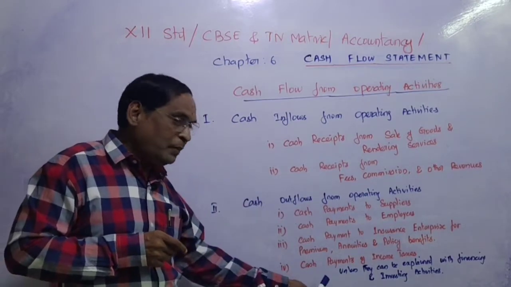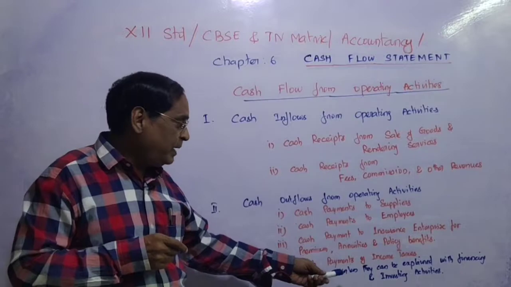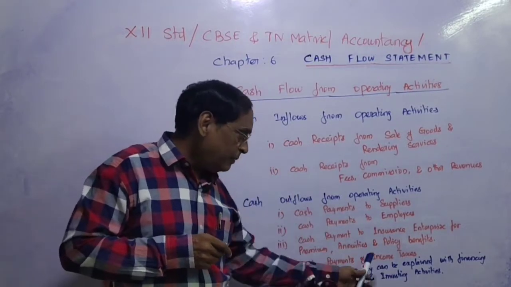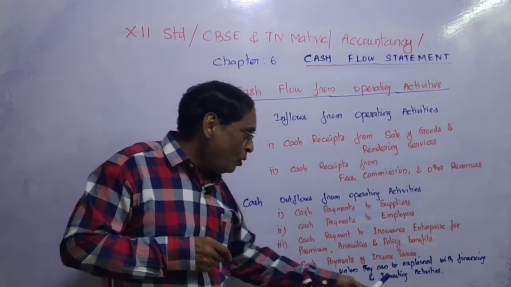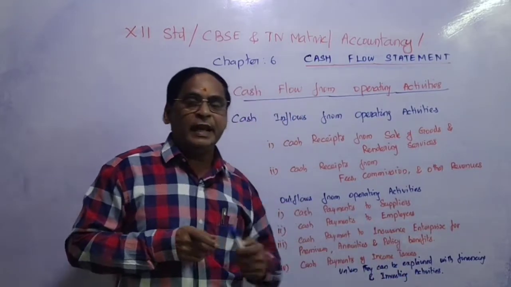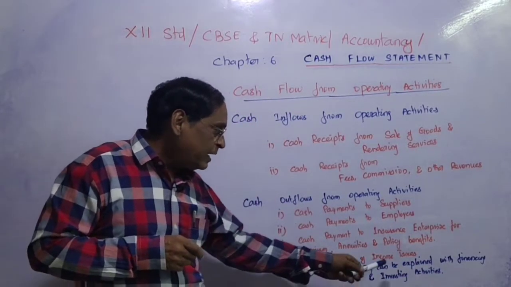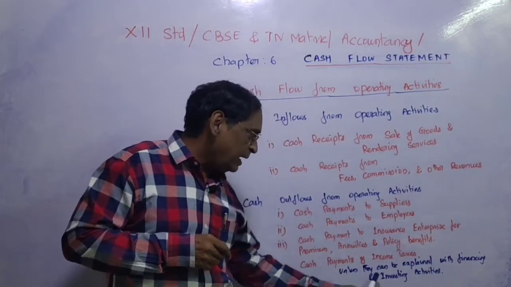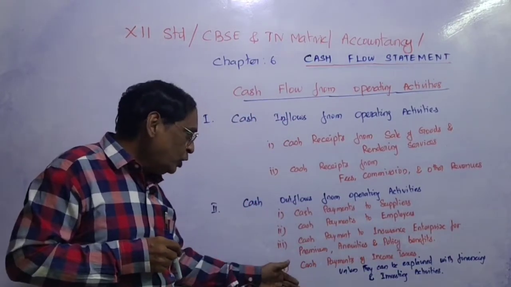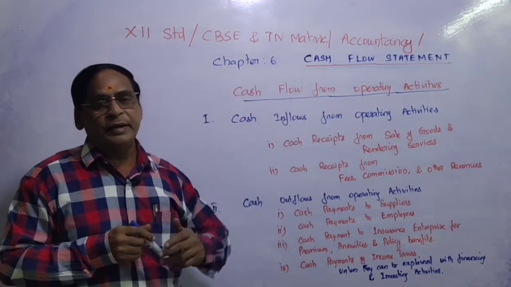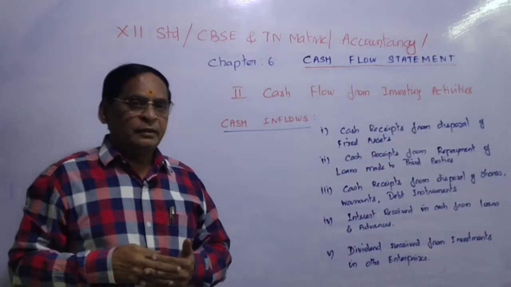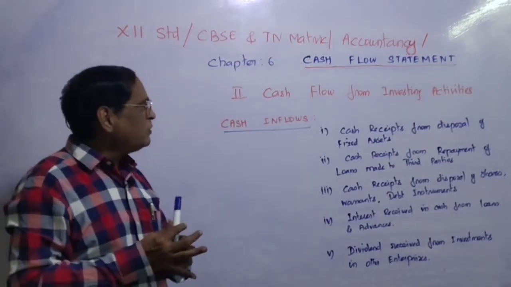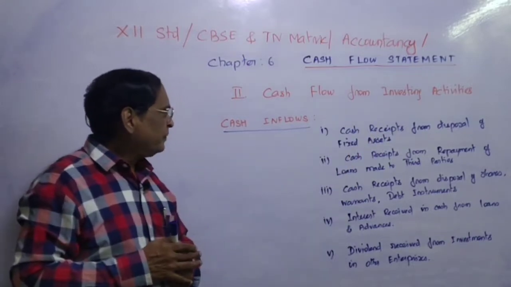But there is an important point we have to note down: payment of income tax can be explained by both financing activities and investing activities. So unless they can be explained with financing and investing activities, we will take it into account under the operating activities. The next important one is cash flow from investing activities.